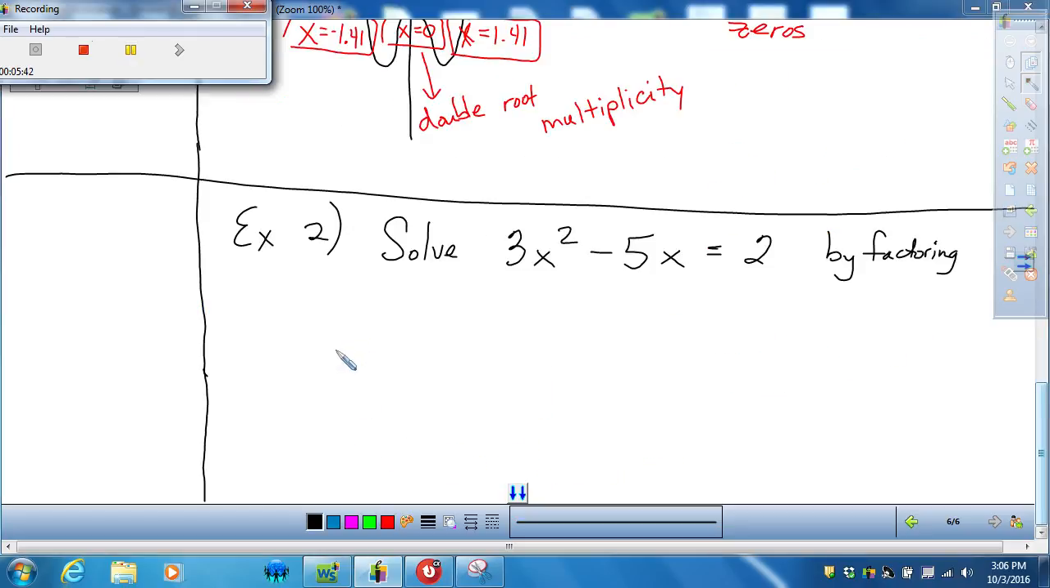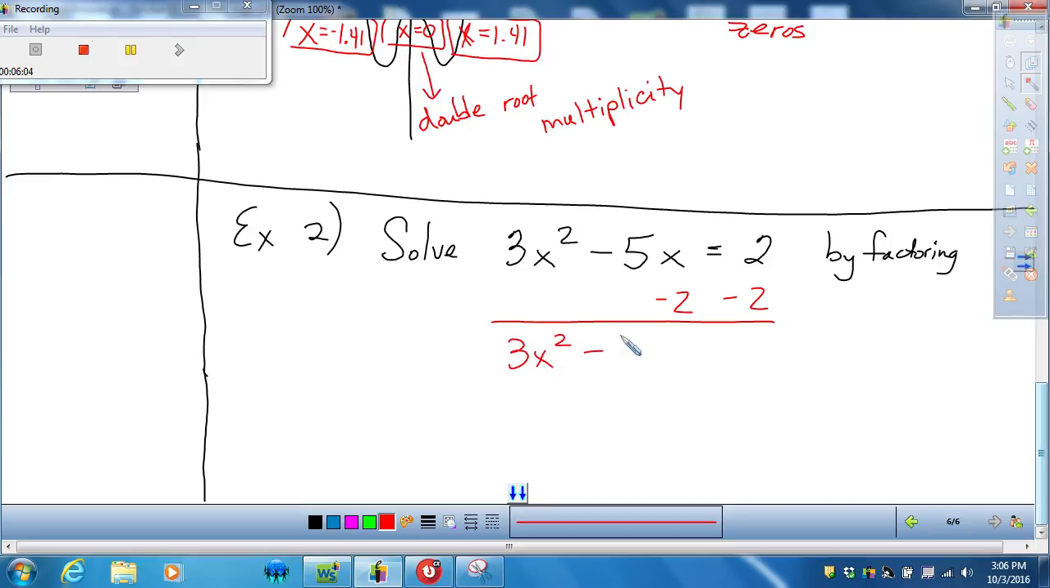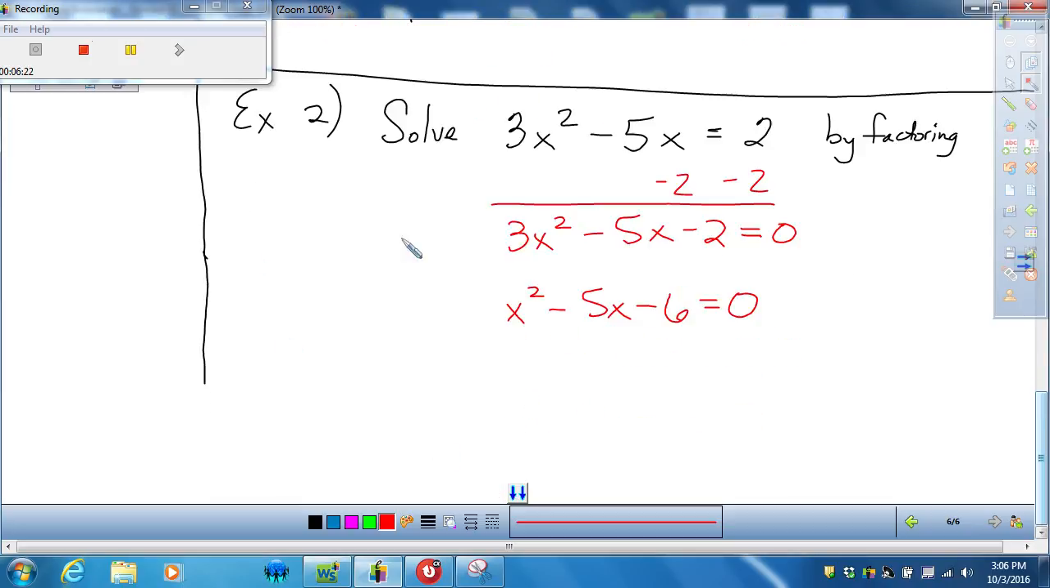Okay, example 2, we want to solve 3x squared minus 5x equals 2 by factoring. Again, as I noted at the very beginning of the notes, it must be equal to 0, so our first step is to subtract 2 from both sides so that we get it equal to 0. Next thing I'm going to do is rainbow to get rid of this 3 at the front. So now I'm going to have x squared minus 5x take away 6 is equal to 0. All I did was take my 3 and move it to the end.